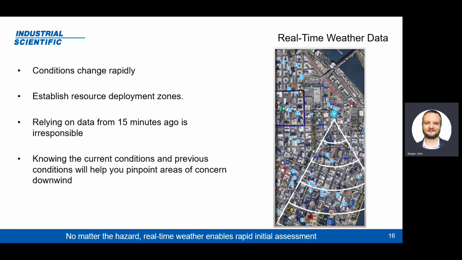By knowing the current conditions and previous conditions, we can pinpoint areas of concern downwind and coordinate with emergency response to make sure that those areas are protected.